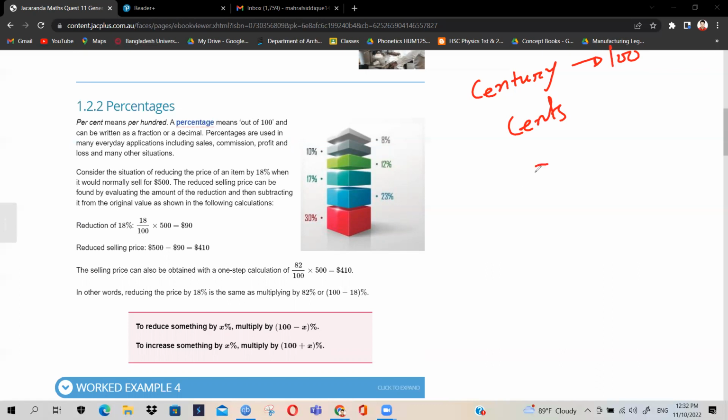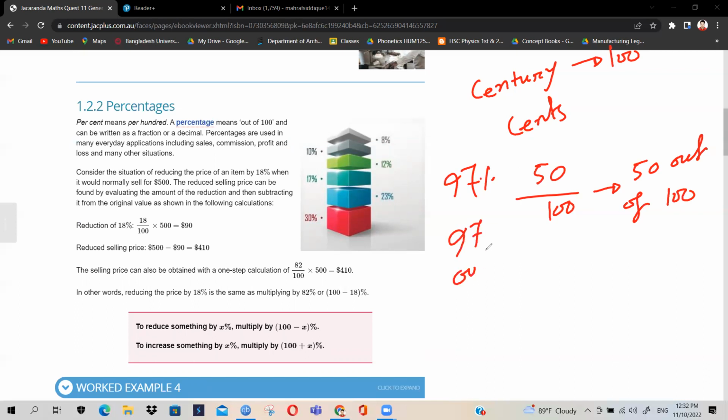So why is it out of 100? See, 50 upon 100. How will you represent it? You will say 50 out of 100. That will be our interpretation. For instance, if a particular student has gotten 97% marks, we will say he has got 97 out of 100. These are schoolboy things, but as the topics are coming, I'm saying one or two things about them. Percentages are used in many everyday applications, including sales, commission, and profits.